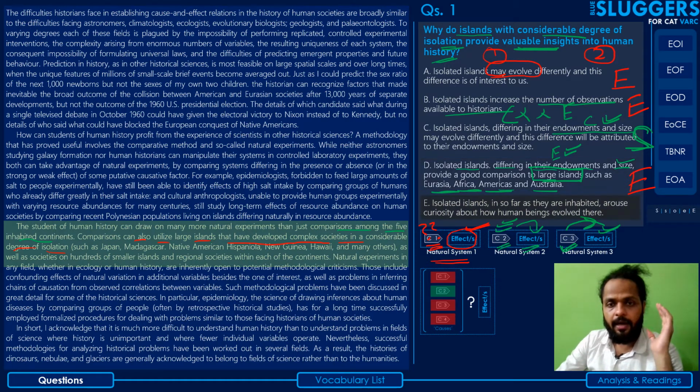Last option, isolated islands insofar as they are inhabited arouse curiosity about how human beings evolved there. Okay, it does not mention the effect. See, how they evolved differently would have been the effect, not just how they evolved there. So it does not mention the effect, and says nothing about the causative factors, which were the main thrust as far as the author mentioning the isolated islands was concerned, right? So again, this can be eliminated with a capital E. Okay, so your correct answer, guys, will thus be option C.